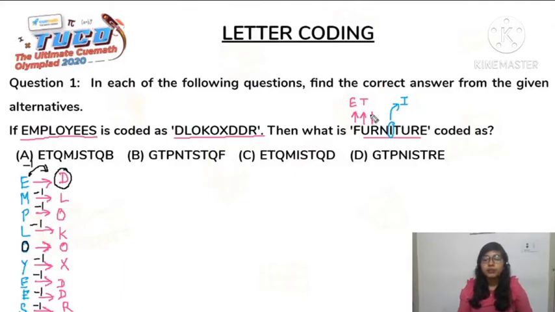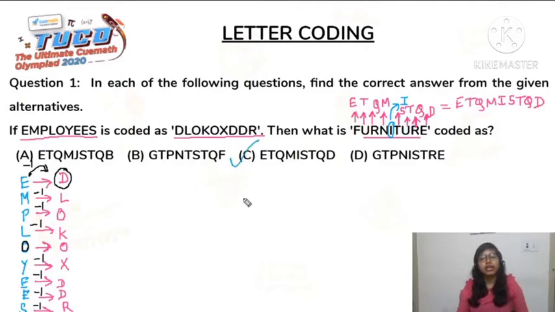R, Q, M, and then we have S, and then we have T again. We have Q and we have D. So ultimately the coded version of this is E, T, Q, M, I, S, T, Q, D, and out of option A, B, C, D, we see that option C is the right answer for this.